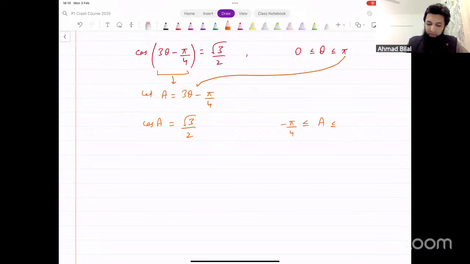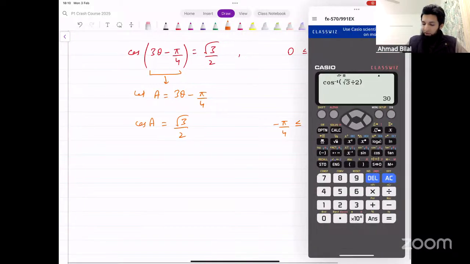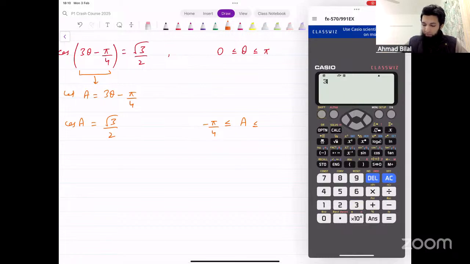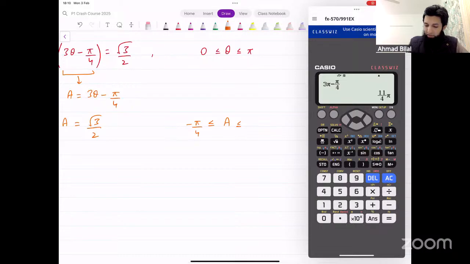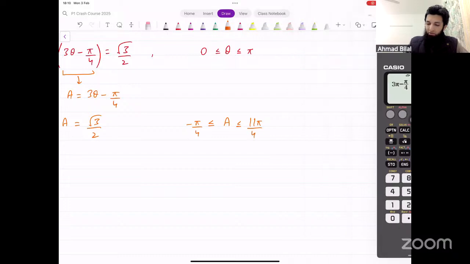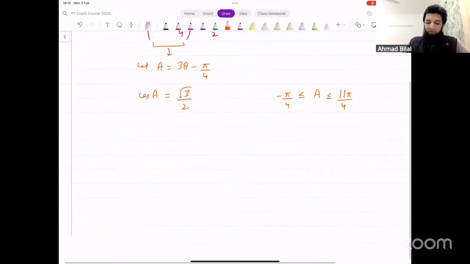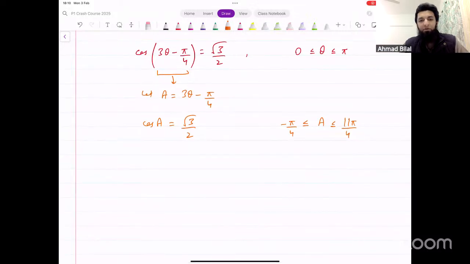And then we input pi in place of theta. What does that give us? 3 pi minus pi over 4. Put that on your calculator. That's 11 pi over 4. So when you input pi in place of theta here, the upper limit that you get is 11 pi over 4. Okay. Now we need to solve this equation for this interval, and then at the end, we would put that substitution back.